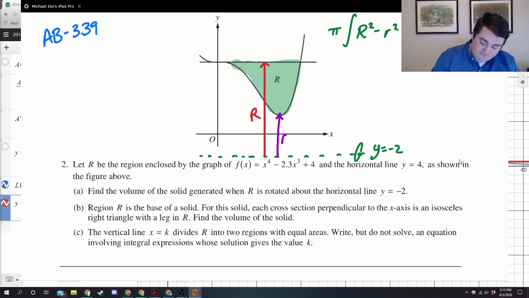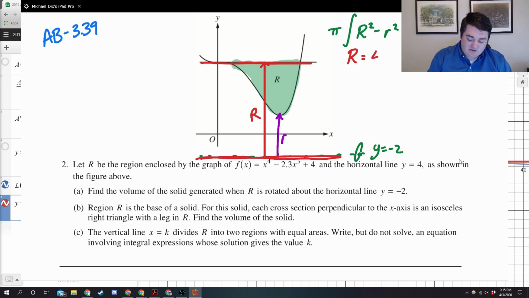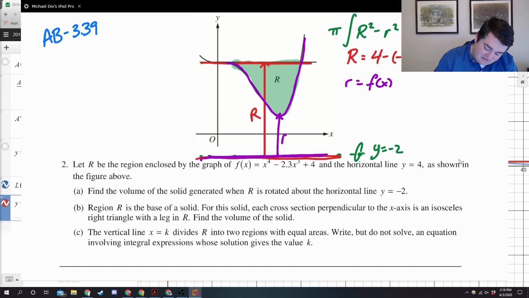Big R, that's the distance between this horizontal line, y equals 4, and this horizontal line, y equals -2. So 4 minus -2 is 6. That is a constant value. And little r is the distance between this polynomial and this horizontal line. That's going to be f of x. The distance between them is top minus bottom, f of x minus -2.